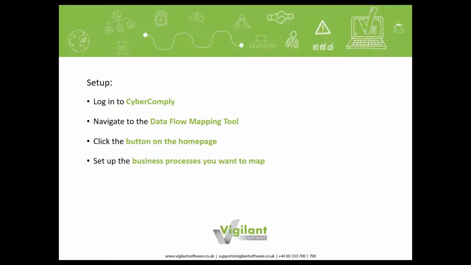Essentially, you'd need to log into the Cyber Comply portal. When you first purchase the tool, you'll get an invitation email with a link that will take you straight through. You log onto your Cyber Comply portal, then navigate to the data flow mapping tool, essentially the other side of Cyber Comply, so you'll see the nice logo nice and clearly. Click on the home page button, and then we'll start the processes that you want to map. We'll show you how to do that.